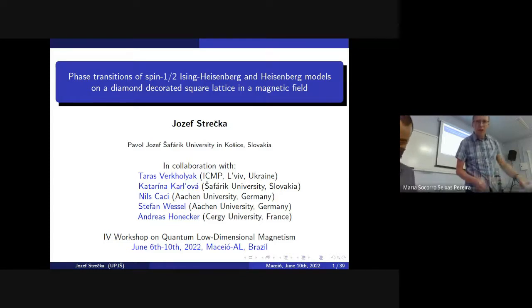In my presentation, I would like to speak about phase transition in spin-1/2 Ising-Heisenberg and Heisenberg models on a diamond-decorated square lattice in magnetic field. This work has been done in collaboration with Taras Verkholyak, Katarina Karlova, Jozef Strecka, Stefan Wessel, and Andreas Honecker.